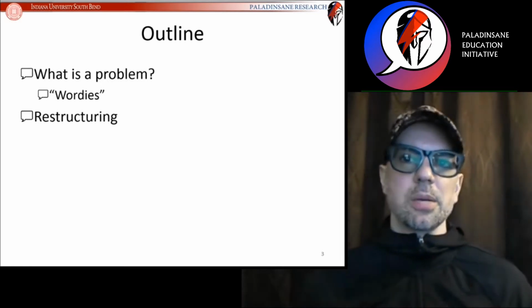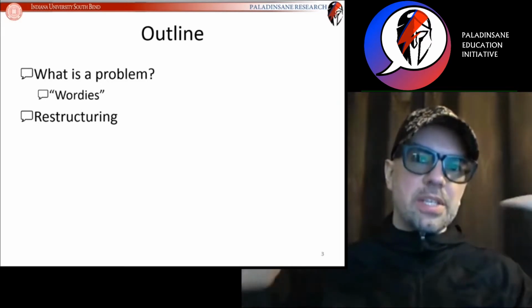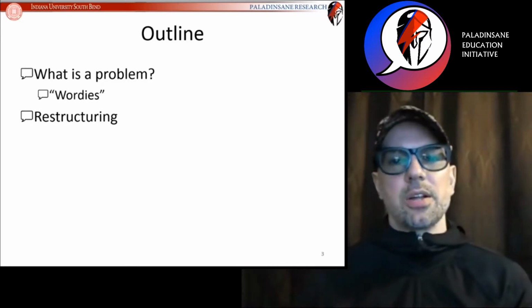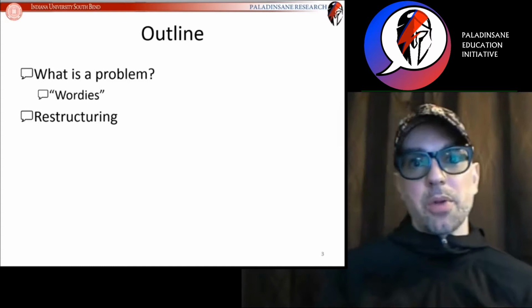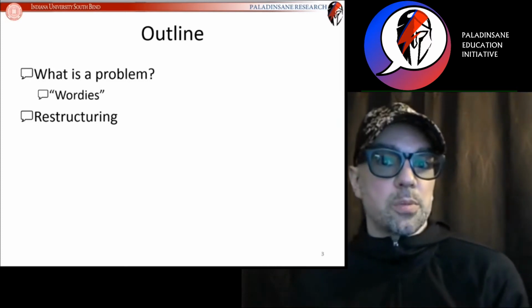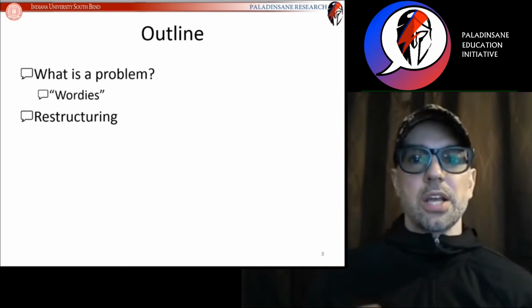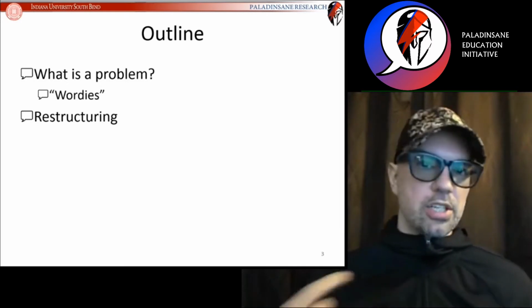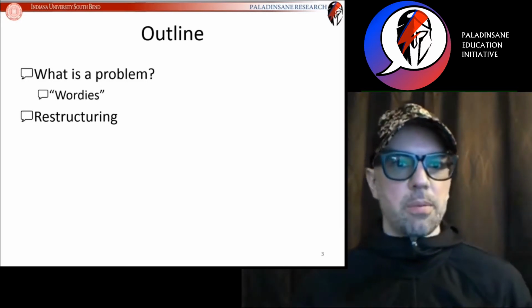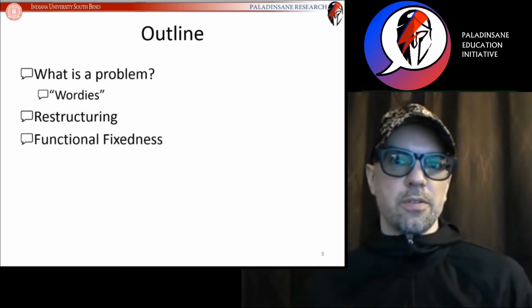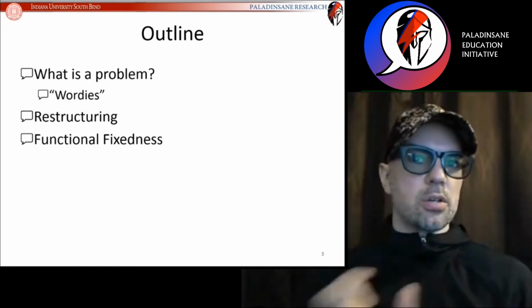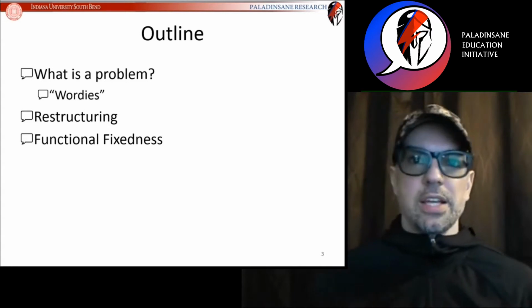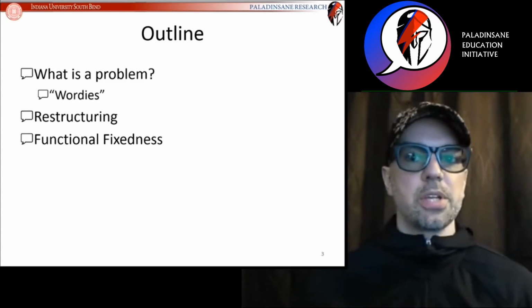And we're going to take a look at some of the things that we do with the representations in our mind that can either help us solve a problem or hinder us from solving a problem, either make a problem easier to solve or much more difficult. So the first one we're going to take a look at is restructuring, actually changing how we represent a problem. Then we're going to take a look at functional fixedness, the fact that we might try to use traditional solutions in a way that is not beneficial for a particular problem.